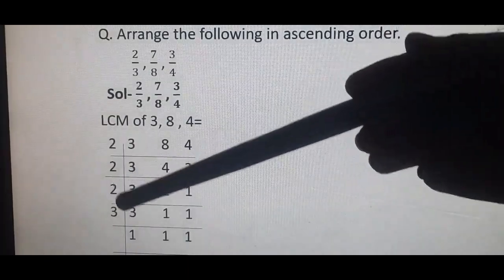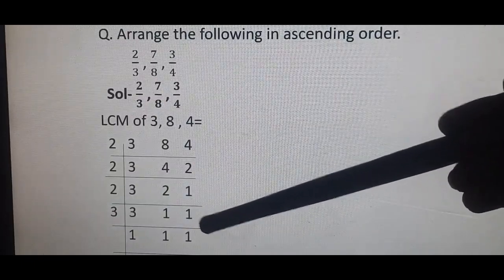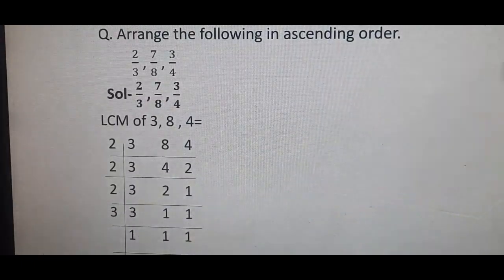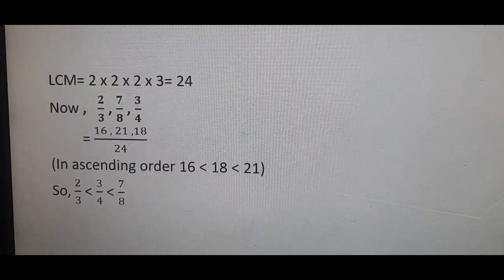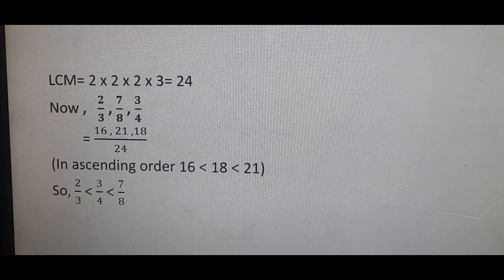Now we will take again 2. 3 will be written same only. 2 1s are 2 and 1 here. Now 3 1s are 3. So the LCM is 2 2s are 4, 4 2s are 8, 8 3s are 24.